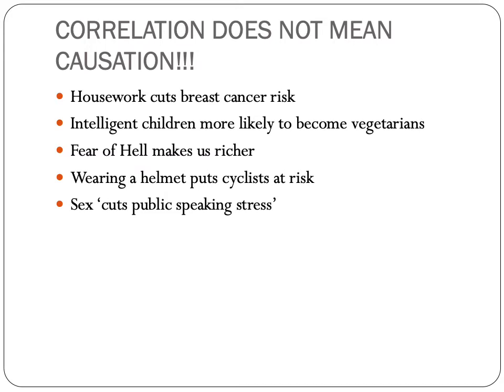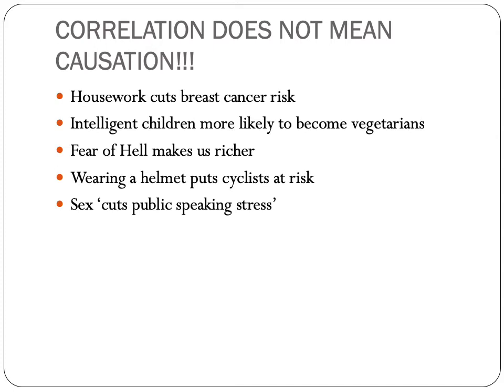And here are 4 or 5 things that if you just Google real quick, you'll see that these things are correlated to each other, but actually probably in no way related to each other, right? Like housework cuts breast cancer risk, right? Does this mean that everyone should do more housework if they want to avoid breast cancer? Probably not. Intelligent children are more likely to become vegetarians. Is there something highly intelligent about being a vegetarian? I honestly don't think so because I love a good steak.